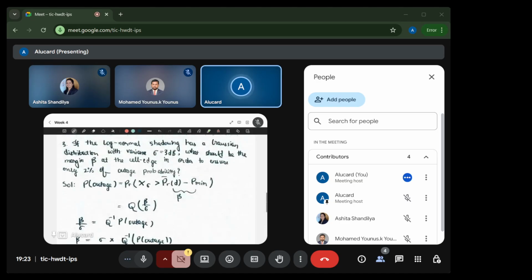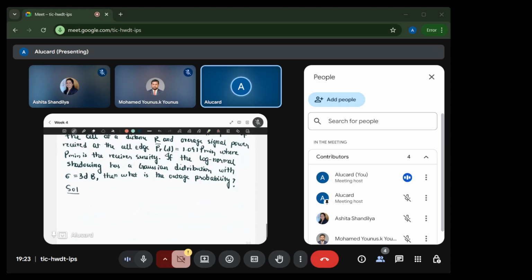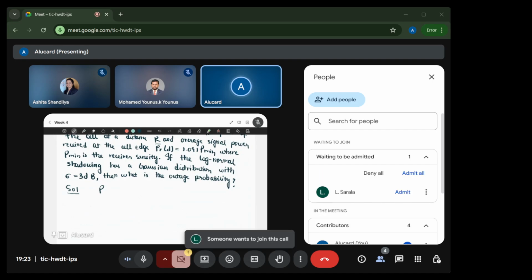Now we will use the same formula that we used in question 3 for finding P outage. We need the margin and sigma. The margin depends on the average power and the minimum power. So the average received power is 1.01091 times the receiver sensitivity.